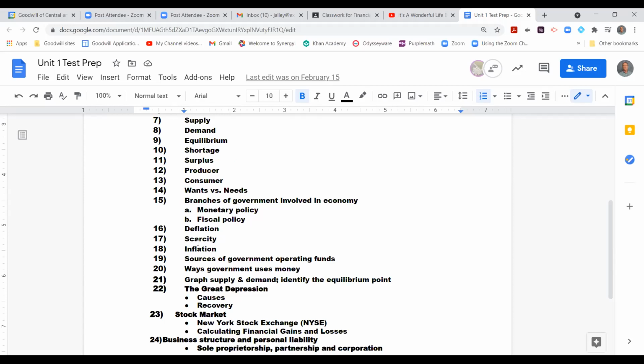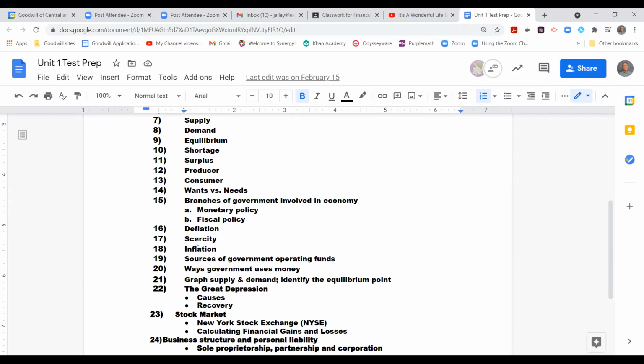I think I used the example before of, I want maybe a pair of LeBron James's latest tennis shoes, but I just need some shoes. So I don't need to spend whatever they cost just because it's like a status symbol of some sort. Just need some shoes. My resources are limited. If I had unlimited resources, if I had tons of money, yeah, I wouldn't worry about it. The wants and needs and scarcity all fit together. Those all three go together.